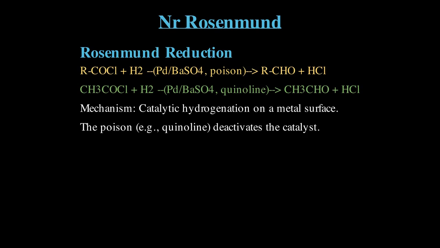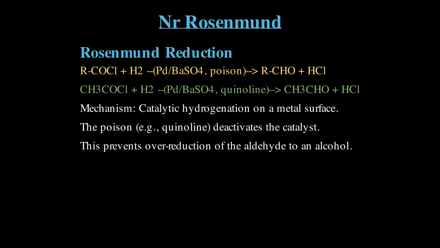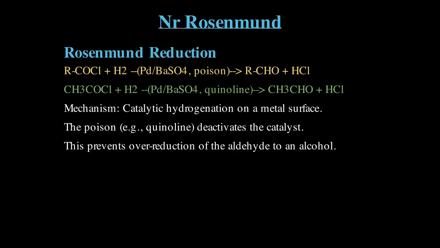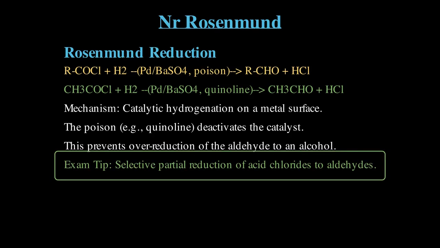But why the poison? This is the clever part. The poison, like quinoline, deactivates the catalyst just enough. It reduces the catalyst's activity so that the reduction stops perfectly at the aldehyde stage. Without the poison, the aldehyde would be further reduced all the way to a primary alcohol. So, your exam tip is, Rosenmund reduction is a selective partial reduction, specifically designed to make aldehydes from acid chlorides without overreduction. Our final reaction in this section is the powerful Clemmensen reduction.